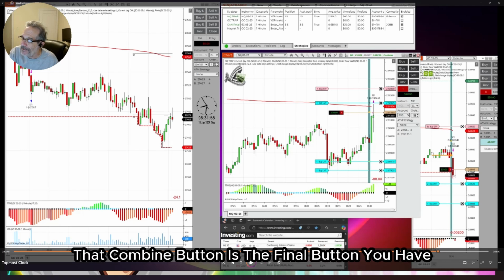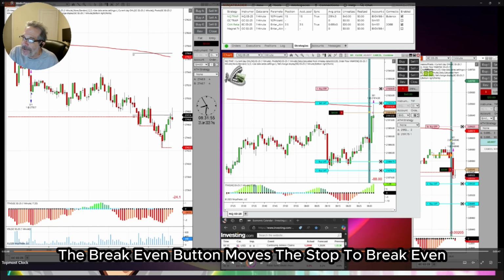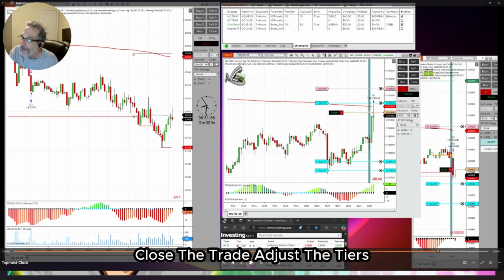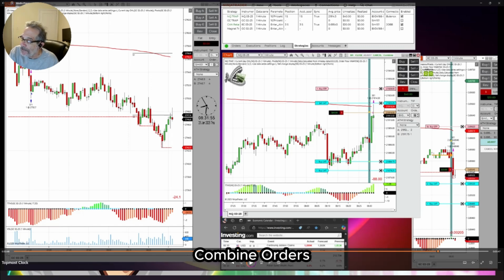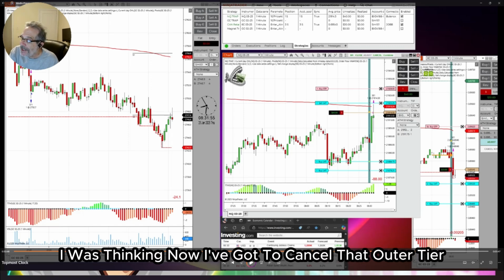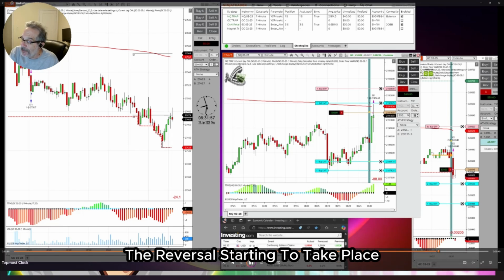The combine button is the final button. You have the break even button, which moves the stop to break even, close the trade, adjust the tiers, cancel the outer tier, and the most important button, combine orders. I was thinking now, I've got to cancel that outer tier. The reversal is starting to take place.